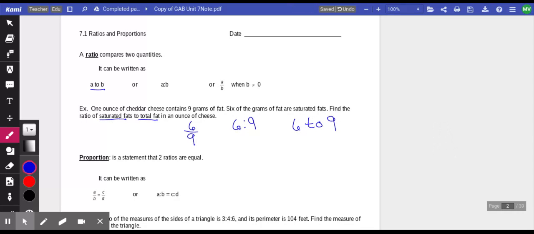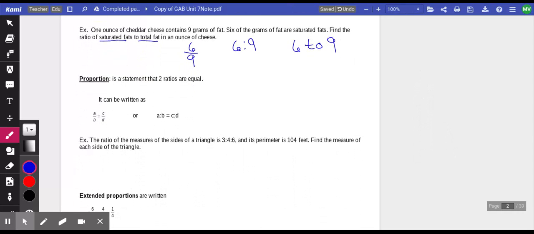A proportion is a statement that two ratios are equal. So A over B equals C over D. An example: the measures of the sides of a triangle are in the ratio 3 to 4 to 6, and its perimeter is 104 feet. Find the measure of each side of the triangle.